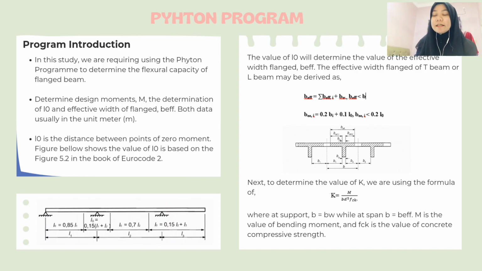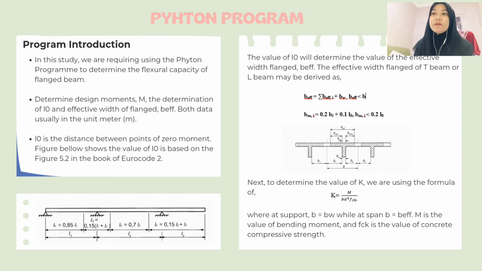Program introduction. In this study, we are using a Python program to determine the flexural capacity of flange beam. The determination of l0 and effective width of flange b_eff, both data usually in unit meter. l0 is the distance between points of zero moment. The figure below shows the value of l0 based on Figure 5.2 in the book of Eurocode 2. The value of l0 will determine the value of effective width of flange b_eff.